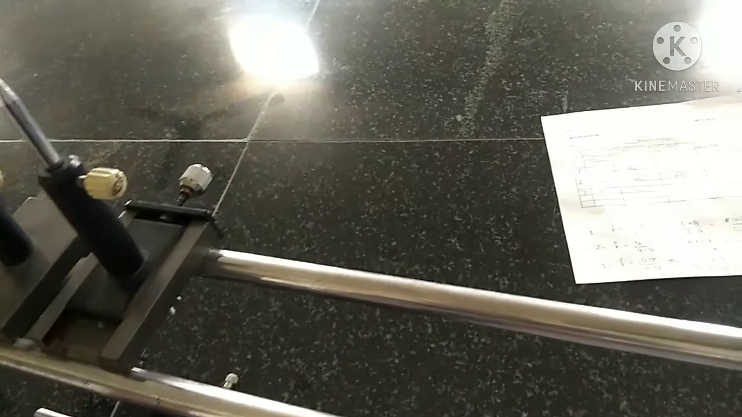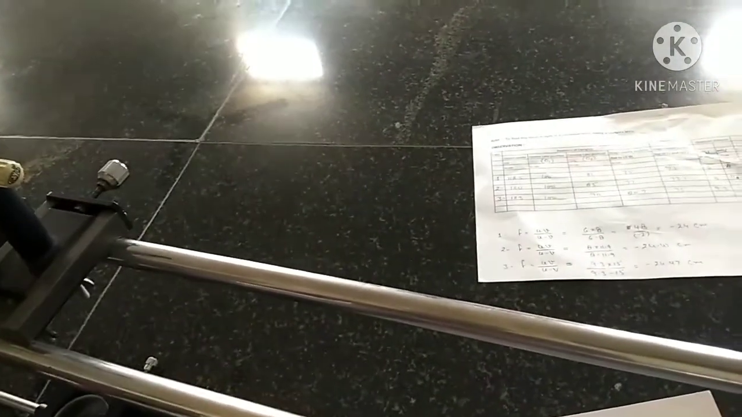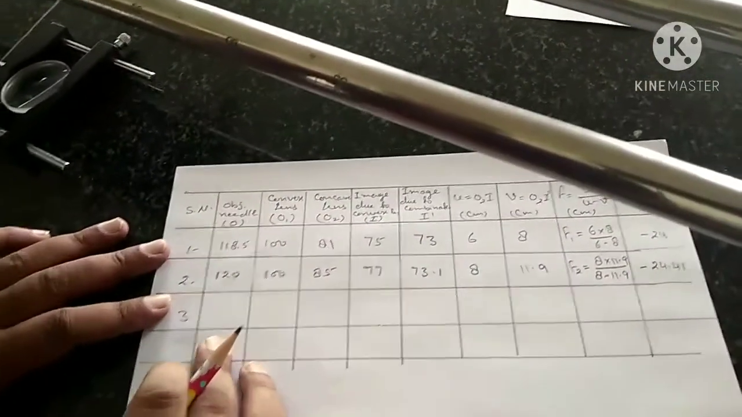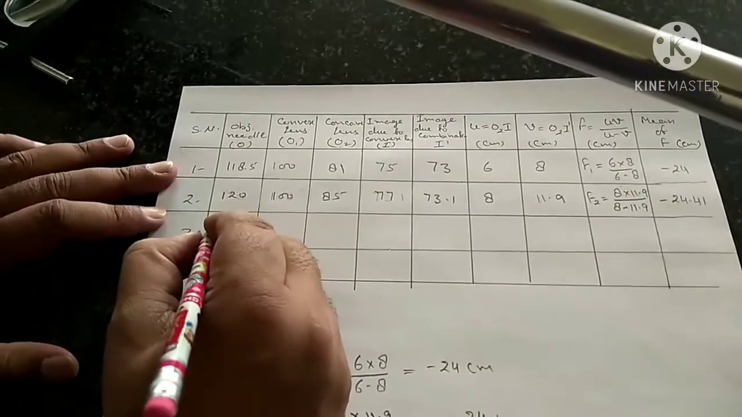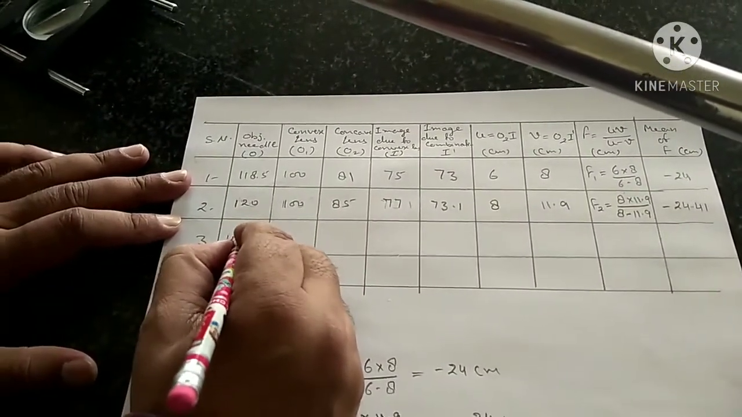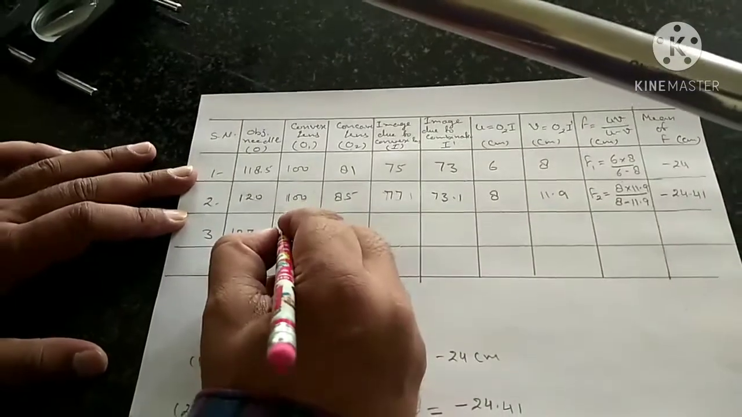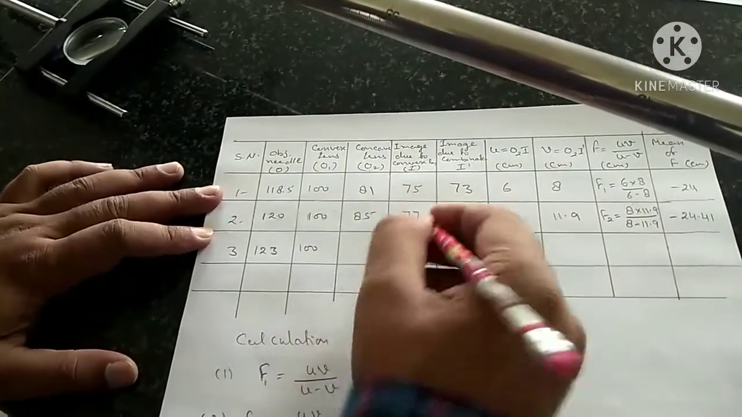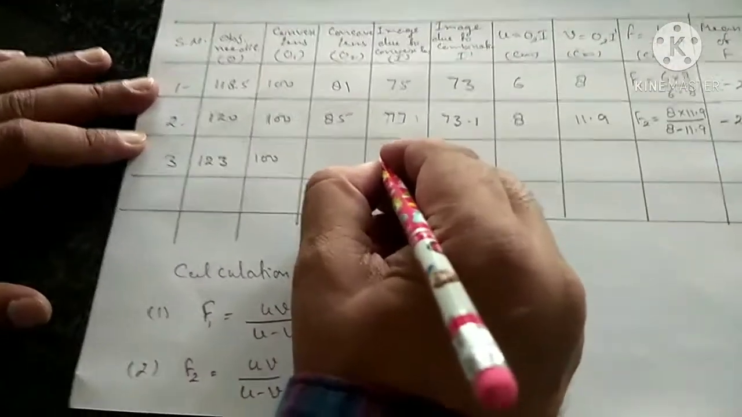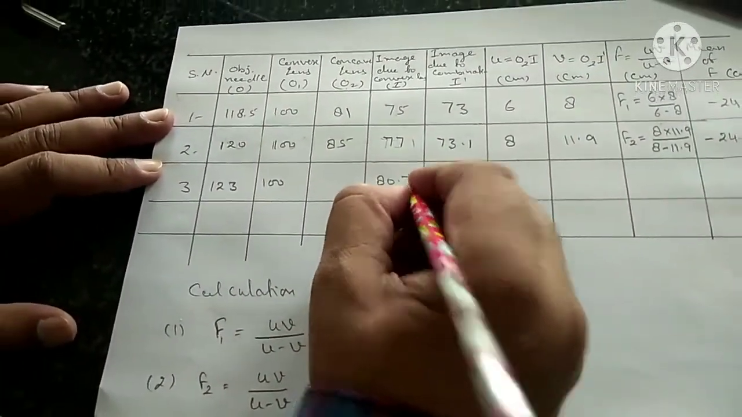At position 80.7 centimeter of the image pin, parallax has been completely removed. So now note down the position of all variables. Position of the object pin is 123 centimeter, position of the convex lens is 100 centimeter, and position of the image pin is 80.7 centimeter.